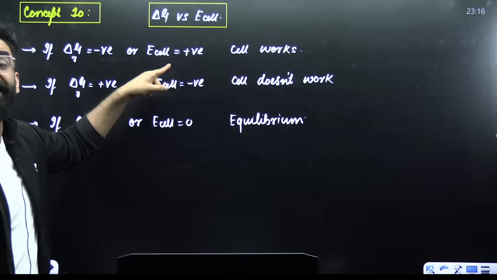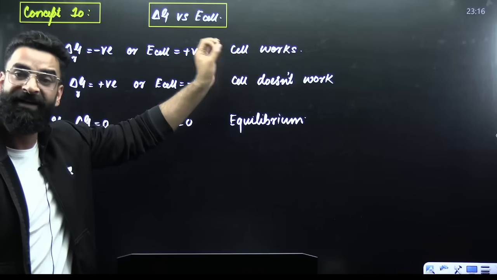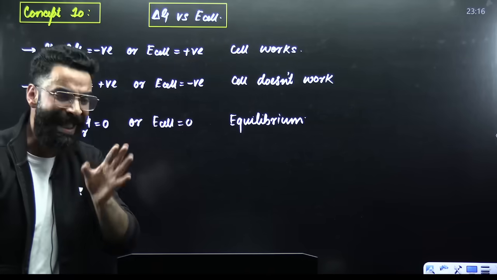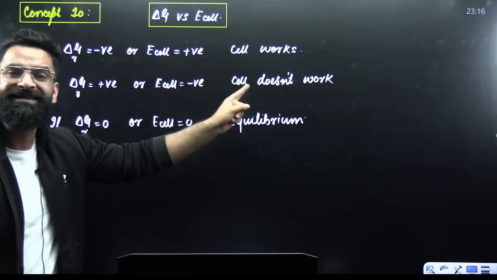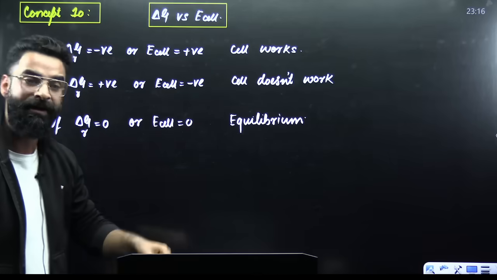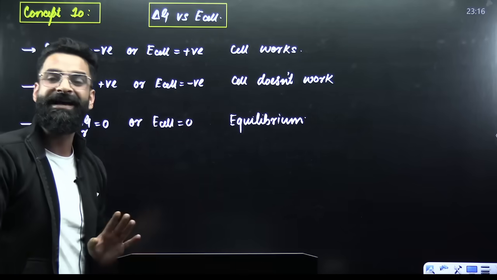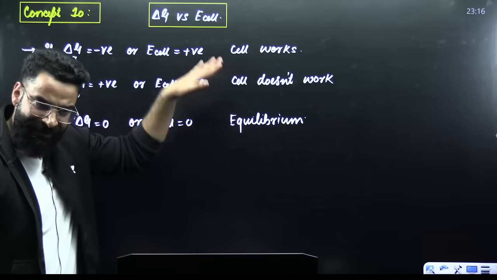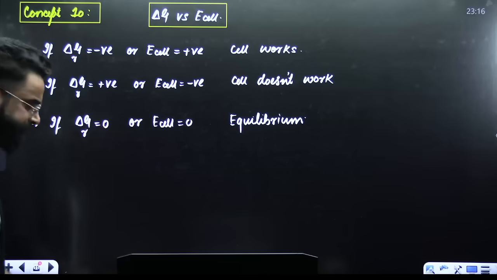Delta G negative or E cell positive. Remember that such a cell works like a normal galvanic cell in which cell reactions will be spontaneous. Any cell for which delta G is positive or E cell is negative does not work. It does not produce any current. And any cell whose delta G is 0 or E cell is 0, we say this cell has attained the equilibrium condition. Remember this, a theoretical question can be asked to you in the examination hall.